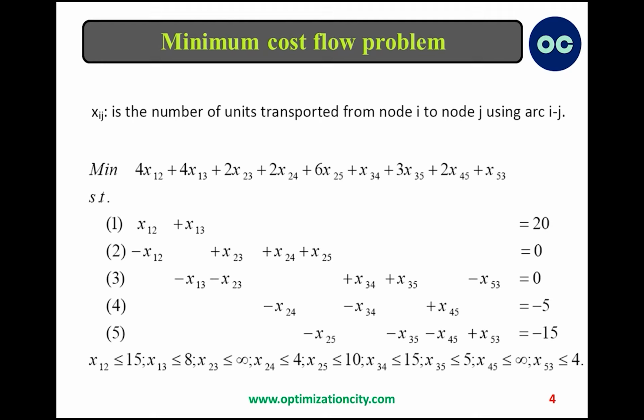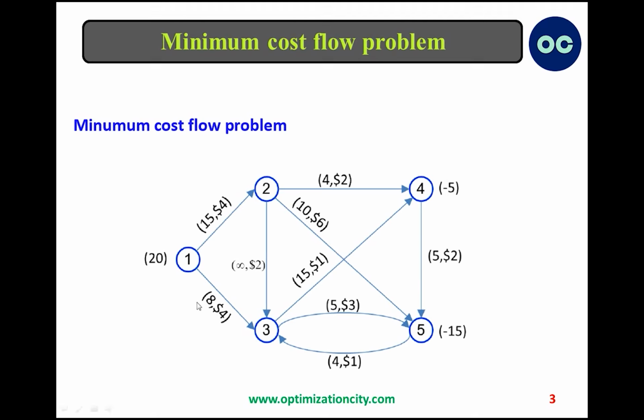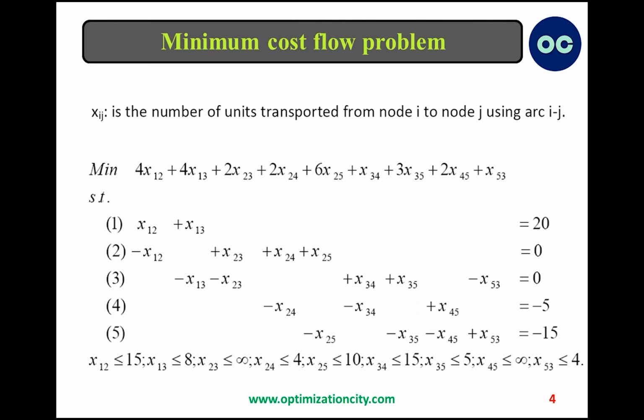This ensures that the outgoing flow matches the available supply. Similarly, the balance equation at node 2 indicates that the incoming flow to node 2, where we have one incoming flow, x12, is equal to its outgoing flow from node 2, so it is equal to x24, x23, and x25. This ensures that the flow entering and leaving the node is properly balanced.